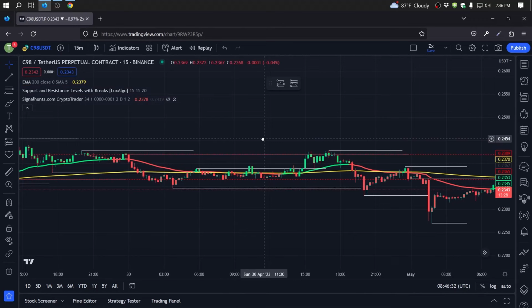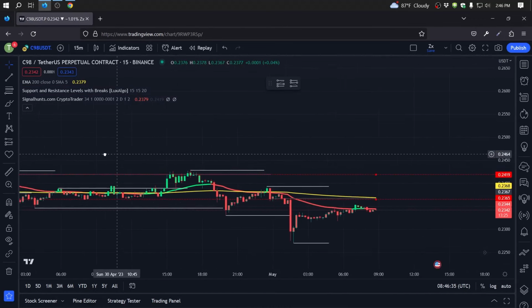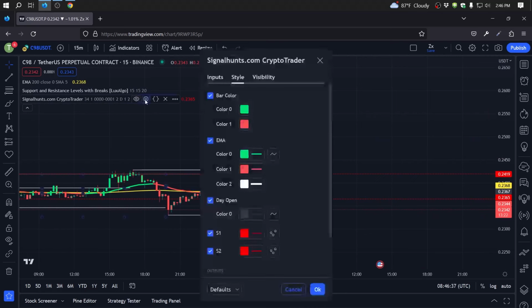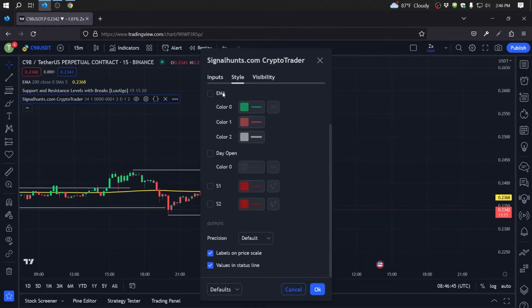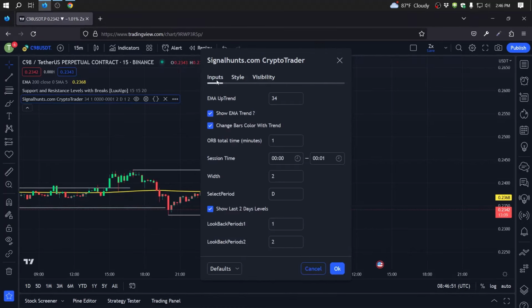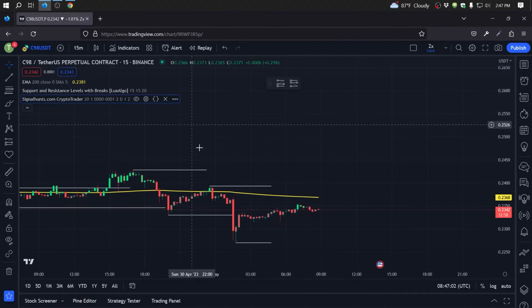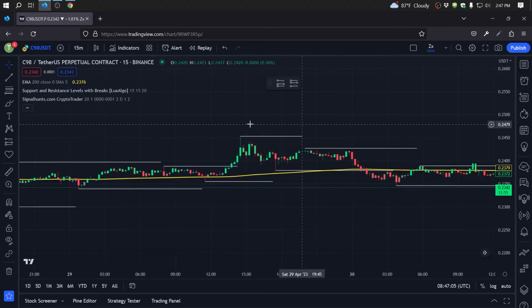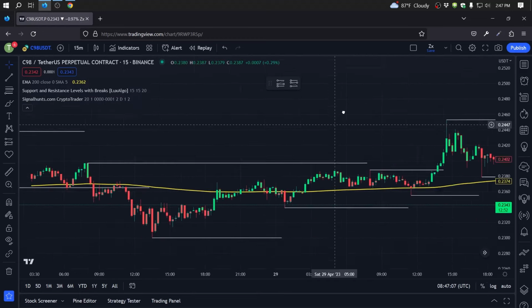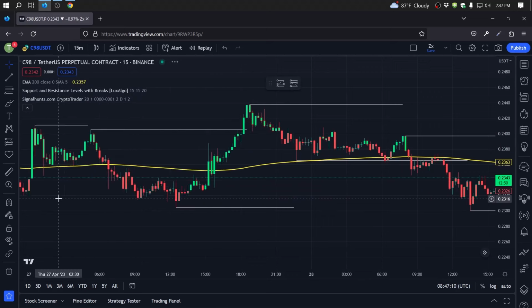Okay, so now I need to change my third indicator, crypto trader. I click the settings and from here I just need bar color. I don't need the EMA, day open, S1, S2, I don't need anything. And also I have to change this period as well, and from input period it's very important. We need the EMA uptrend value 20 and simply save. Alright, we have successfully added and set up our today's 3 indicators and it's ready to catch signals.